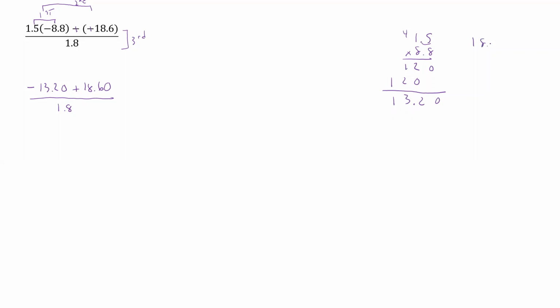We can take 18.6, and if we drop the 0, we can do that. 13.2. And so we bring down our decimal. So 6 minus 2 is 4. 8 minus 3 is 5. And that's what we're left with. And so that just becomes 5.4 divided by 1.8. Okay, now we've simplified the first two steps.